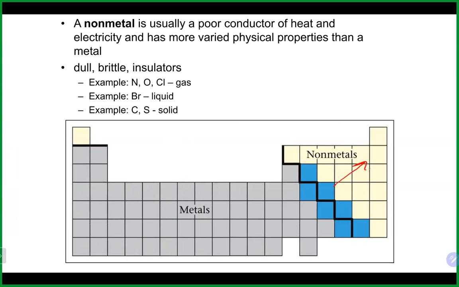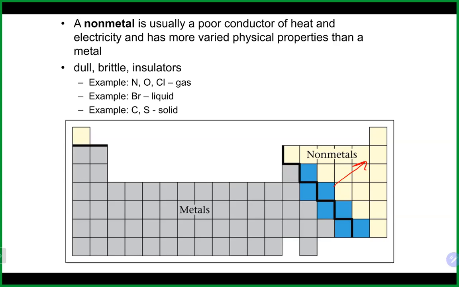To the upper right of that staircase are our nonmetals. Nonmetals are pretty much the opposite of metals in terms of their characteristics. They are poor conductors of heat and electricity. They're dull, they're brittle, they're insulators. They also have much more varied states.